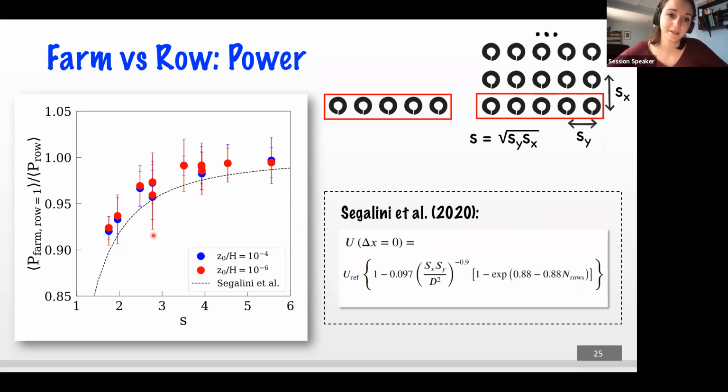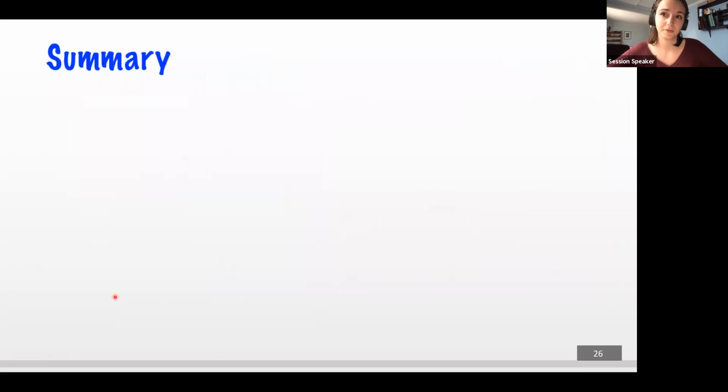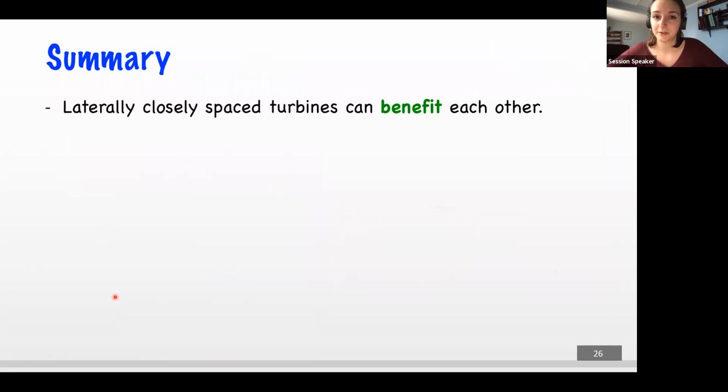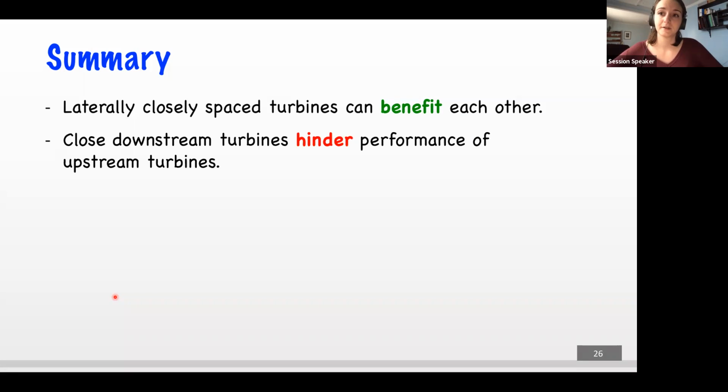Also, I would like to highlight that this dashed line we show here is actually from the wind tunnel experiments done by Segalini et al., which match fairly well with what we produced. And so if you're going to take anything away from this, maybe you even skip to this part, I would like to highlight that laterally closely spaced turbines apparently can benefit each other, for our particular setup with infinite rows, and the close downstream turbines actually hinder the performance of the first row.